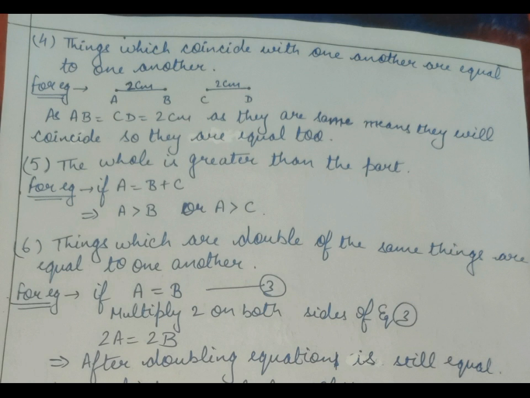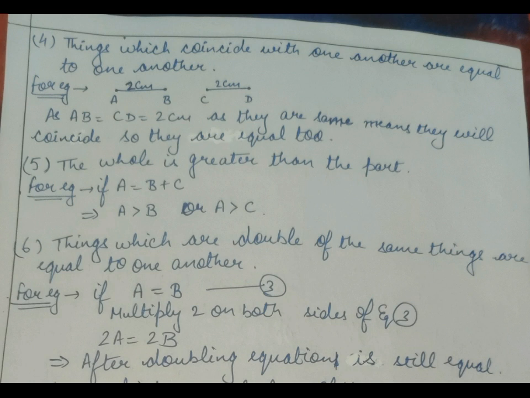Now axiom number 4 is: things which coincide with one another are equal to one another. You can see in the example that there are two lines, one is AB and the next is CD. Both the lines are 2 centimeters. As they are the same, they will coincide, so they are equal.